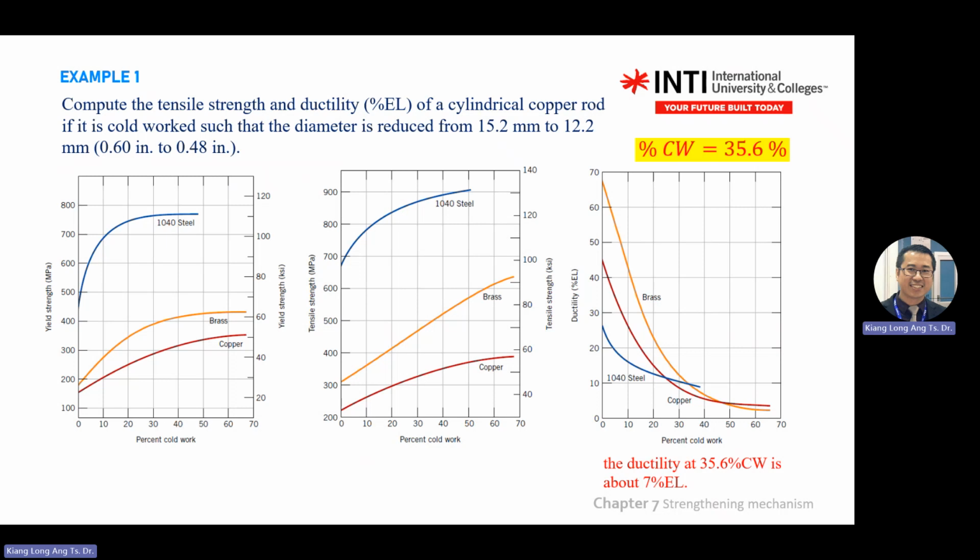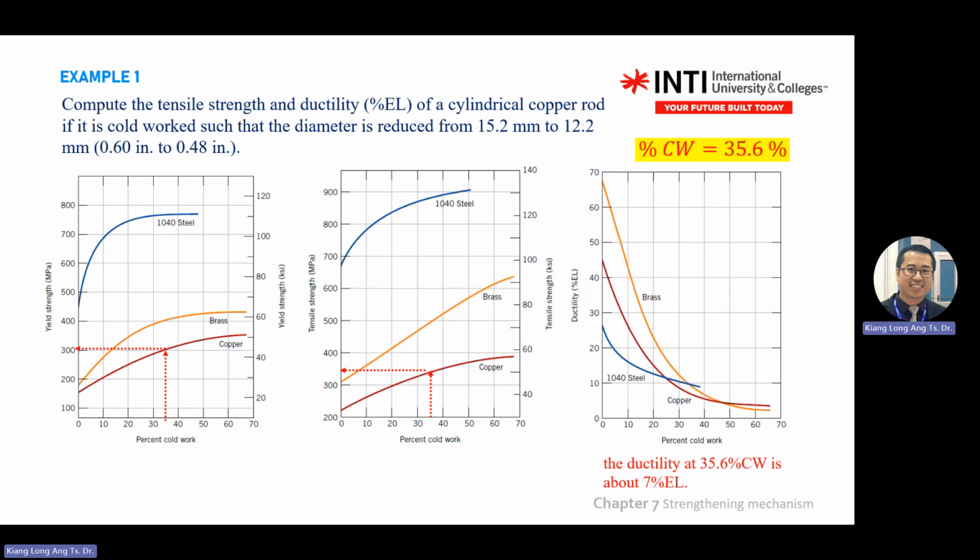So this answer, 35.6. Then you draw a line. This one is copper. You need to extend to the left. There's one value there, so 35.6. You extend to the left. This one is in megapascal. So 36 to the left is about less than 350 megapascal.